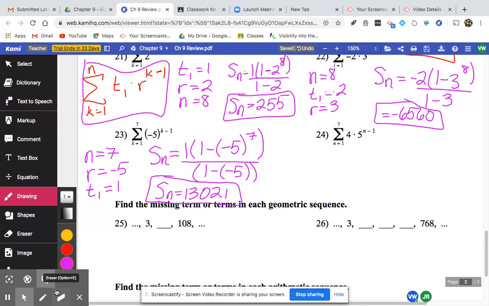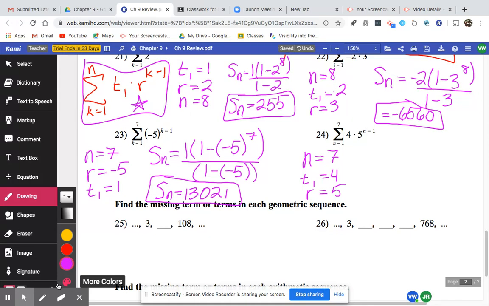All right, number 24. Compare it to what I've got on the upper left there, circled in purple. We know n is 7. We know our first term is 4. And we know our rate is 5. Again, I'm just picking out all the information from this base model over here. Let's go ahead and use that evaluation formula. So term 1 times 1 minus my rate to the nth power over 1 minus my rate.